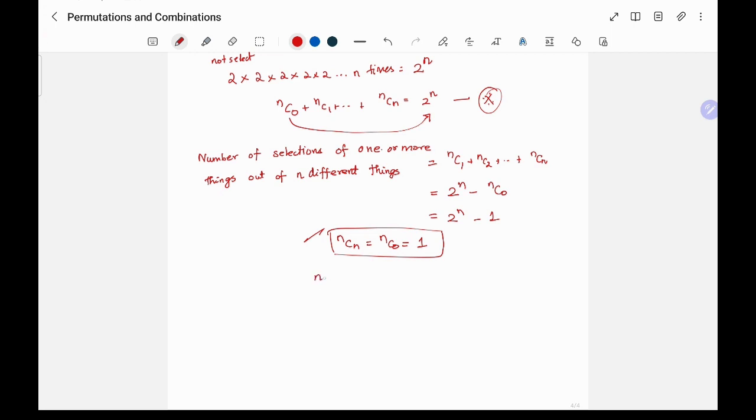And another thing, if you see, nCr is equal to nC(n minus r), right? So what is nCr?